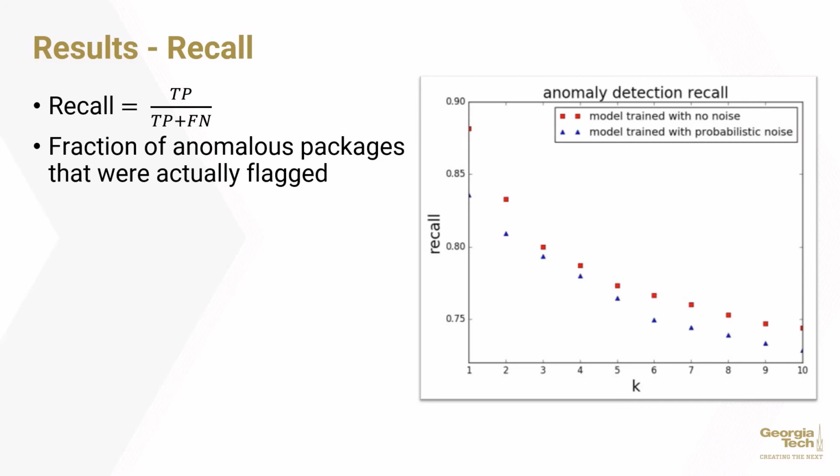And you see here that the recall falls pretty quickly as k increases. And so this tells us that there were a lot of anomalous packages in the test set that were actually very close to normal packages. And so in order to pick up those, we had to introduce a higher false positive rate.